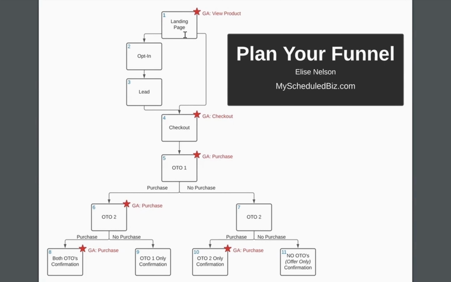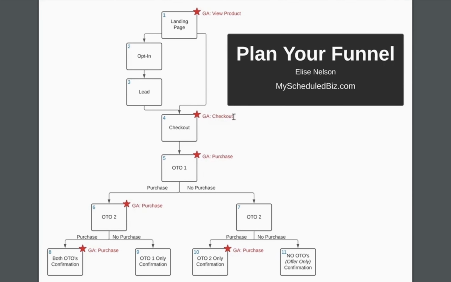We will clearly be tracking all of these steps, but I wanted to talk a little bit about which steps have to do with e-commerce if you're using Google Analytics to track. So for the e-commerce tracking, you want to make sure that you do a view product code, and that is going to tell you how many people actually came to this funnel to possibly buy your product.